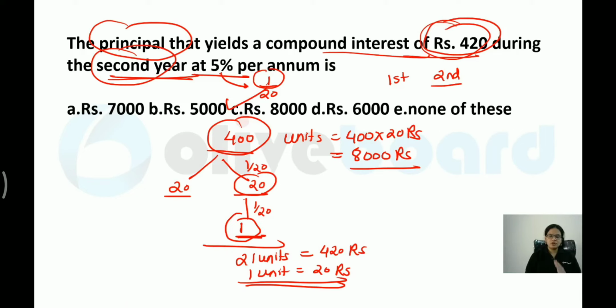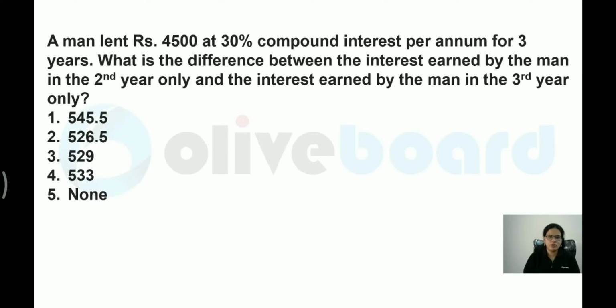Are you getting it? So using this, it becomes really easy. Otherwise, using the basic method, that is the amount formula, this question will become really difficult. Let us move on to the next question. So what is given over here? Amount lent is 4,500 rupees at 30% compound interest per annum, for 3 years. What is the difference between the interest earned in the second year only, that means year number 2, and year number 3? Are you getting it? Again, which method can you tell me would be applicable over here? So in this case, again the tree diagram will give me an easy answer.